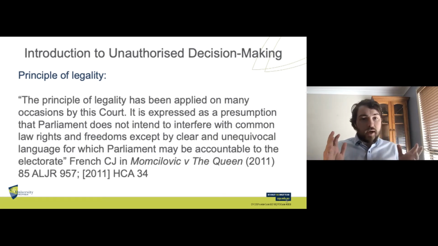The principle of legality in relation to unauthorised decision making has also been applied in Australia or imported into Australia. Chief Justice French summarised that quite nicely when he said that it's expressed as a presumption that Parliament does not intend to interfere with common law rights and freedoms except by clear and unequivocal language for which the Parliament may be accountable to the electorate. So in order for a decision maker to be authorised to make a decision, and remembering that those decisions might interfere with people's rights, there has to be an express statement by Parliament authorising that decision.